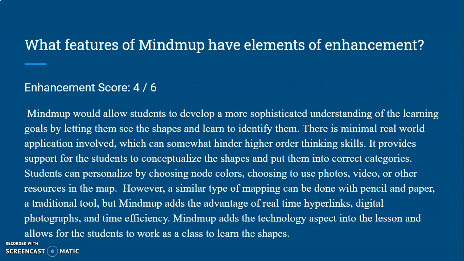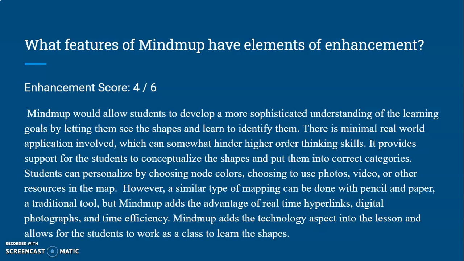What features of MindMup have elements of enhancement, which is the second part of the Triple E framework? We decided to give an enhancement score of 4 out of 6. MindMup would allow students to develop a more sophisticated understanding of the learning goals by letting them see the shapes and learn to identify them. There is minimal real world application involved, which can somewhat hinder higher order thinking skills.